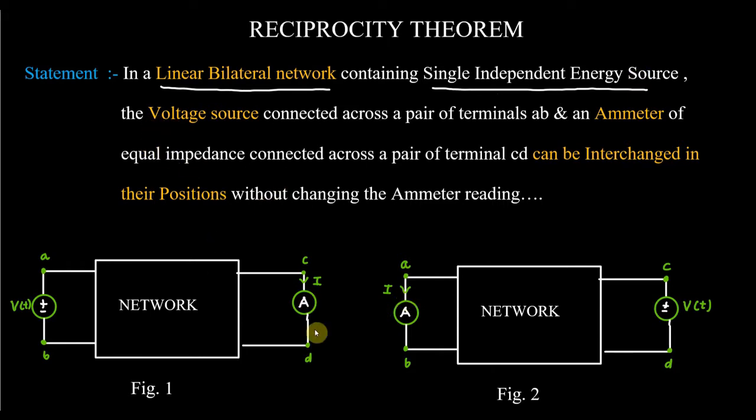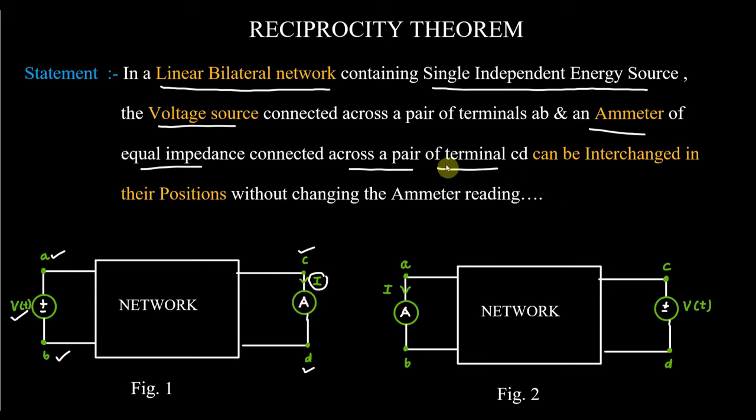Now I have considered two diagrams here, figure 1 and figure 2. I will explain that in a linear bilateral network containing a single independent energy source, the voltage source is connected across the pair of terminals AB. You can see that at terminals A and B, I have connected one voltage source. And an ammeter of equal impedance is connected across the pair of terminals CD. So this terminal is C and this terminal is D, and between these terminals I have connected the ammeter, and we know that the function of an ammeter is to measure the current. So we will find this current I by using this ammeter.